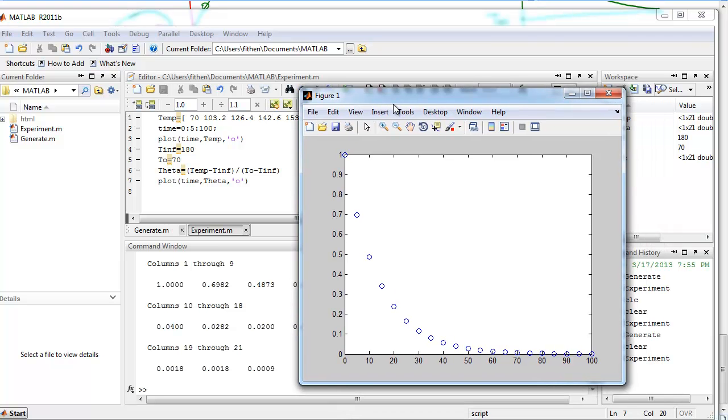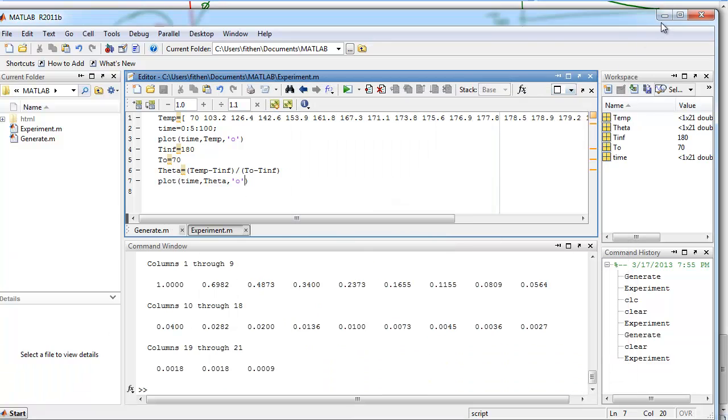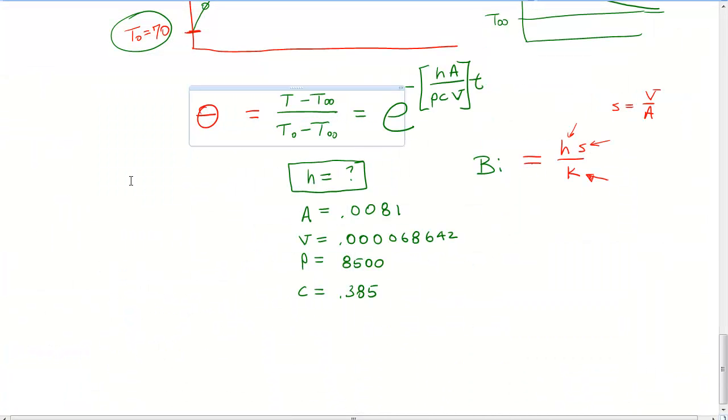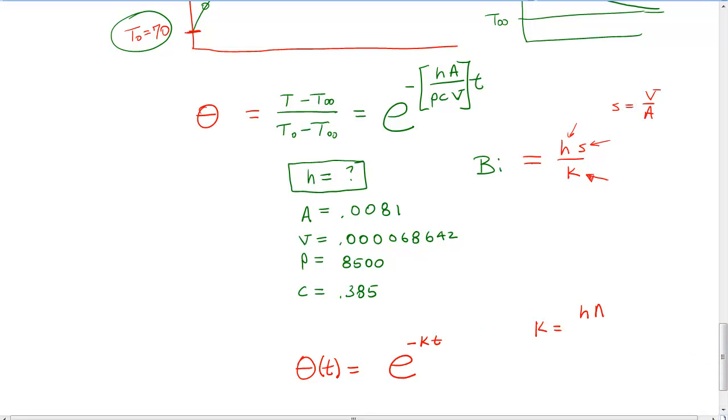So there's my data points. However, let's take another look here. An interesting thing occurs here, and it occurs in this particular way. If I were now to look at theta as a function of time, it would simply look like that, where k was equal to HA over rho C V.